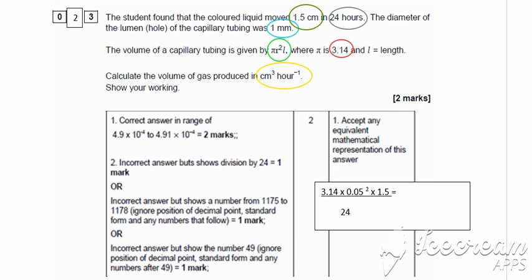They will give you credit for your working, so it is always worth showing your working, because if there is an incorrect answer, but you've shown that you've divided by the 24 hours, then you can receive 1 mark. Or if it's incorrect, but you've shown a number from 1,175 to 1,178, that will also give you 1 mark. And an incorrect answer, but shows the number 49, with any position of the decimal point or any standard form incorrect, would also give you 1 mark.